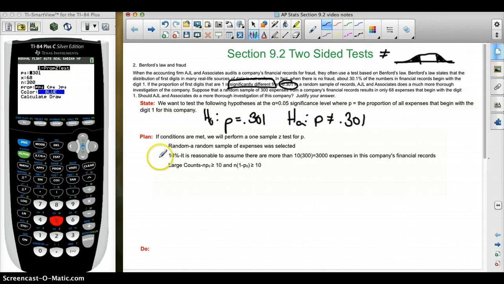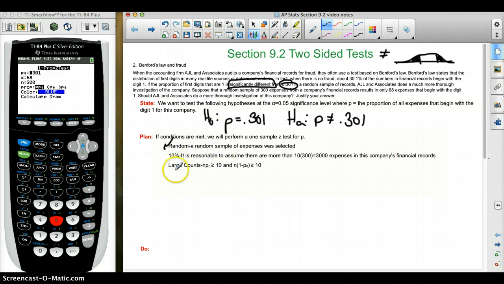So then you have to go through and do your plan. Okay, the conditions that we all know already are if the conditions are met, we're going to perform a one sample z-test for P. Okay, random, it's told in the problem that a random sample of expenses was selected. Okay, 10%, it's reasonable to assume that there are going to be 3,000 expenses in this company's financial records.